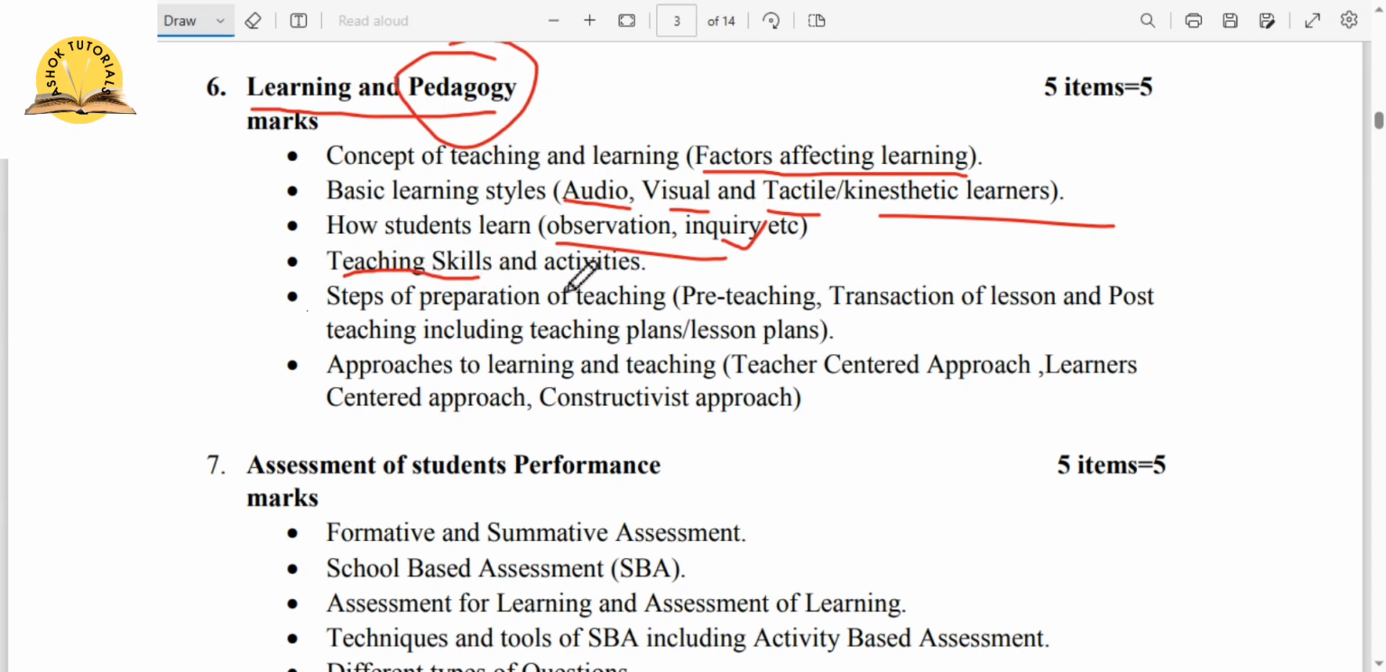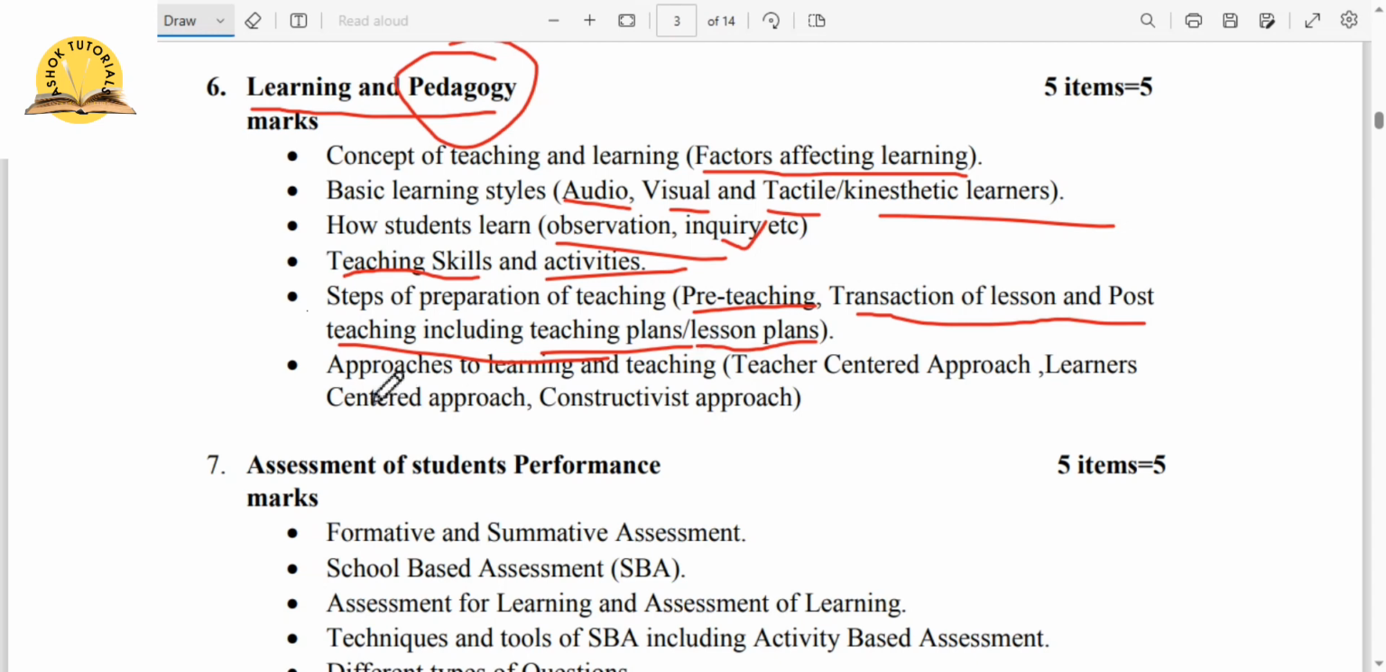Then activities, what are the do's and don'ts? Then steps of preparation of teaching. How do we teach? So pre-teaching, then transaction of the lesson and post teaching, including teaching plans. So lesson plans or teaching plans, right? We need these lesson plans or teaching plans. As teachers, we should know our lesson very well and plan our lessons accordingly so that we finish in time and do not lag behind, right?